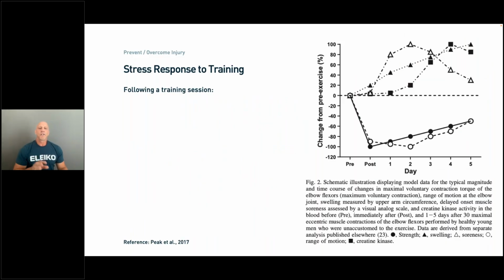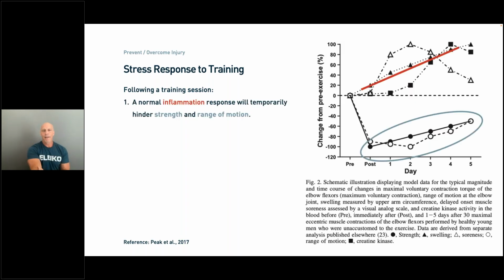Let's look at the stress response to training, because most people don't even understand this. So when we train, and this is especially true with eccentric contractions, because most people do that, but it's even true with concentric contractions, just not to the degree. There's a normal level of inflammation. That's the red line you'll see with those triangles. There's a normal inflammation response. So we want that. You have to have that.